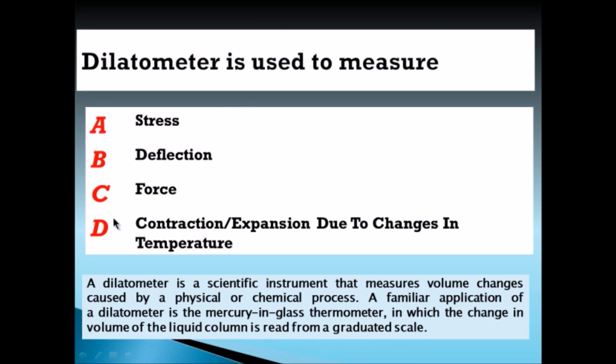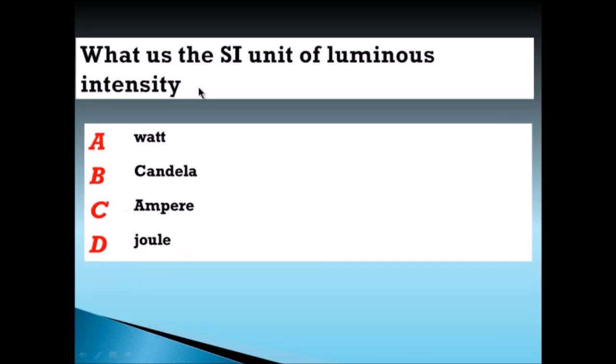So the answer is D. What is the SI unit of luminous intensity? So option B, candela, is the right answer. Candela is the SI unit of luminous intensity. So these are some of the important MCQs of measurement systems in instrumentation and control engineering. This can be asked in many written tests.